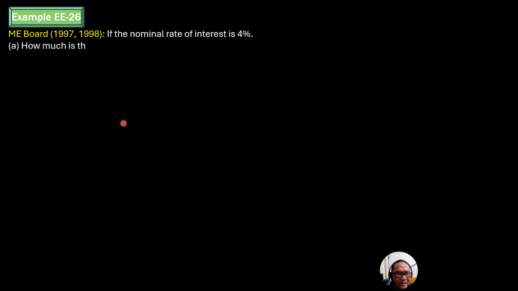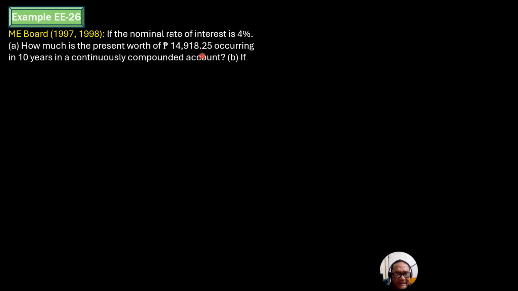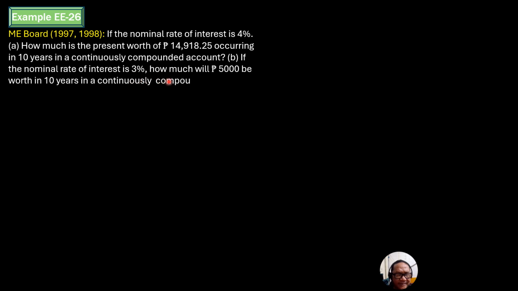So this is ME Board 1997-1998 for the first two parts. If the nominal rate of interest is 4%, how much is the present worth of 40,918.25 occurring in 10 years in a continuously compounded account? Letter B, if the nominal rate of interest is 3%, how much will 5,000 pesos be worth in 10 years in a continuously compounded account?